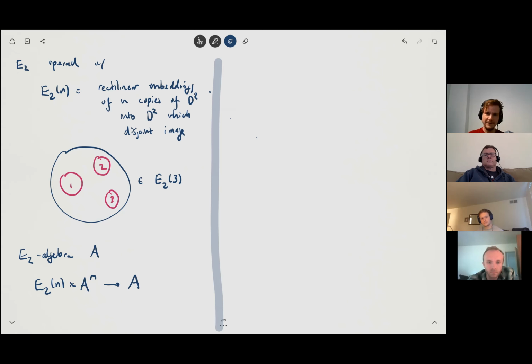Okay, and I'm leaving out lots of axioms that need to be satisfied and even some data that needs to exist here. That's just because there's not enough time to go into detail. Okay, so how are the mapping class groups, the classifying spaces, how can those be made into an E2 algebra?